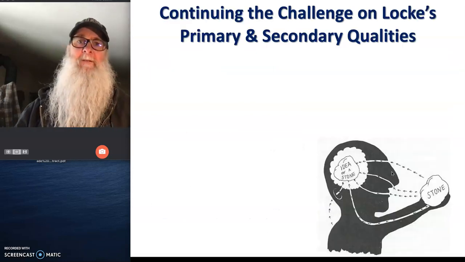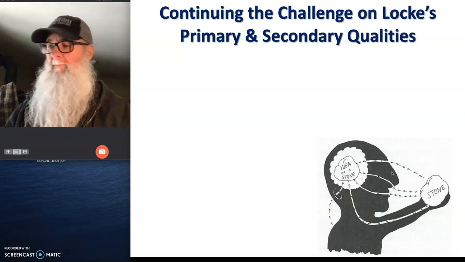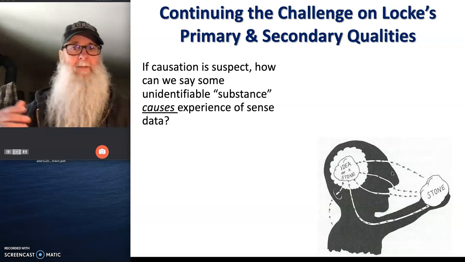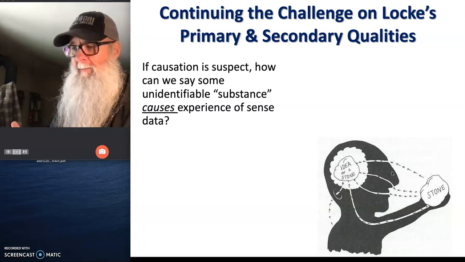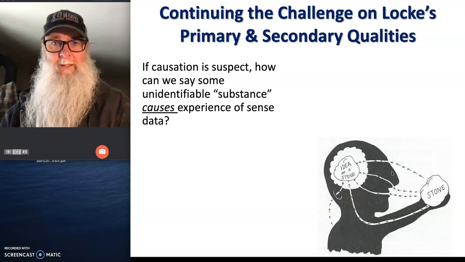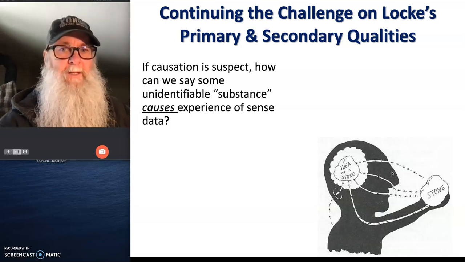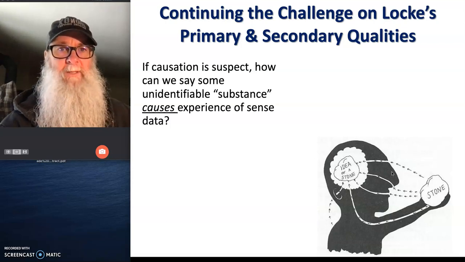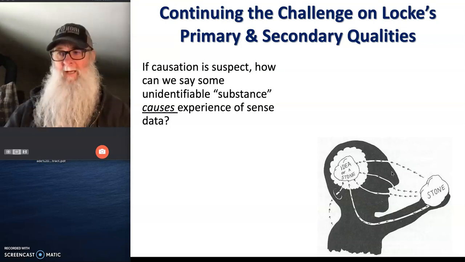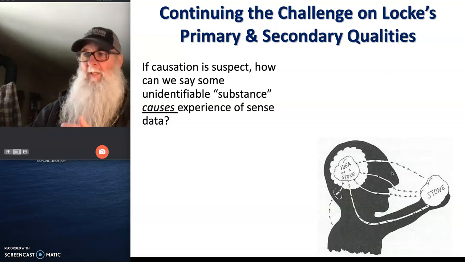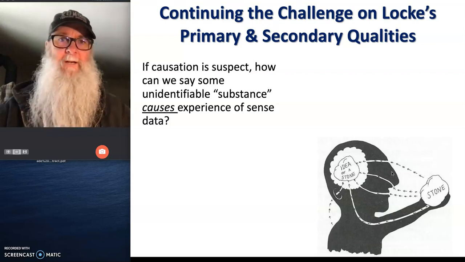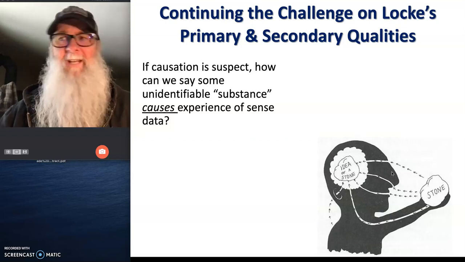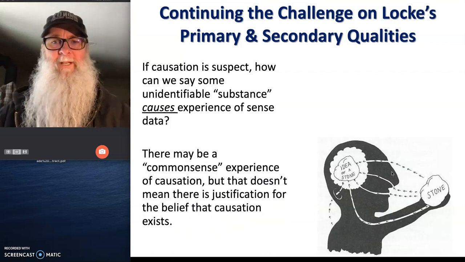But Hume is raising doubts about the existence of causation. And Hume is saying something like this. All right, if I can get you to suspect that causation may not actually be a real feature of reality, then how can you say some unidentifiable substance causes the experience of sense data? Because that's what Locke says, right? It's that primary quality that's causing our awareness of the thing. But Hume is saying, you can't even prove that cause exists, let alone exists in that object.